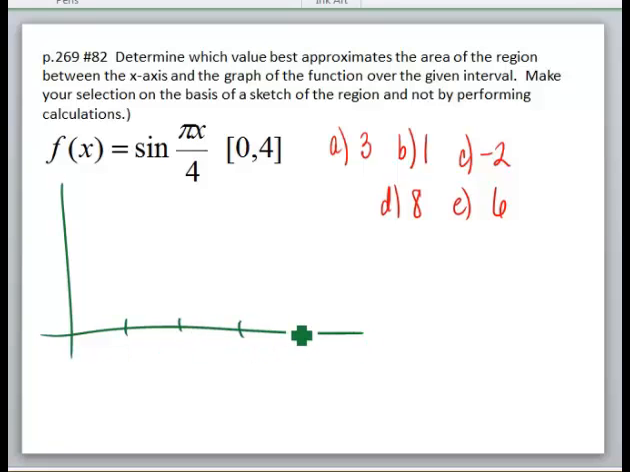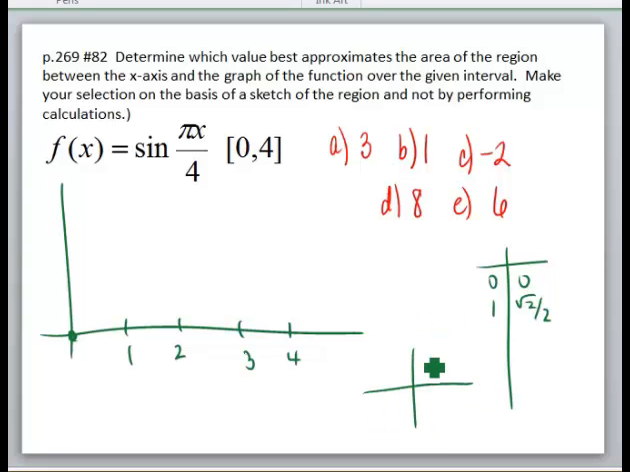My graph is definitely not looking the best right now. But what I get when I plug in 0 would be the sine of 0, which is 0. When I plug in 1, I have the sine of pi over 4, which is square root of 2 over 2. When I plug in 2, I have the sine of pi over 2. The sine of pi over 2 is right up here, so it's 0, 1, so it's 1.